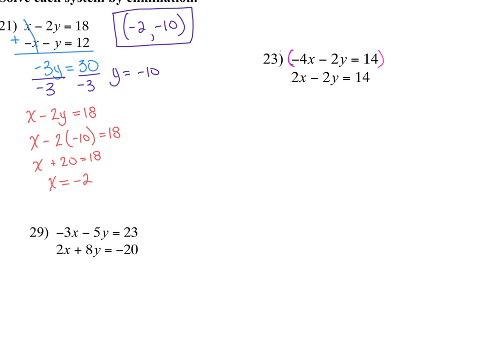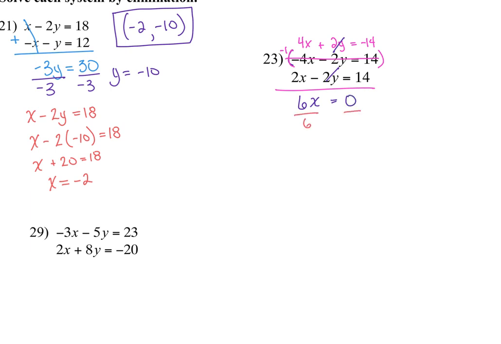So if I multiply this top one by negative 1, I get positive 4x, positive 2y, and negative 14. And so then if I add, make sure you add the new row that you created. If I add 4x and 2x, I will get 6x. If I add positive 2y and negative 2y, those cancel. And negative 14 and positive 14 give me 0.